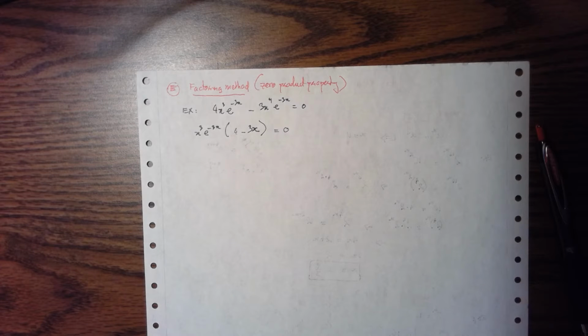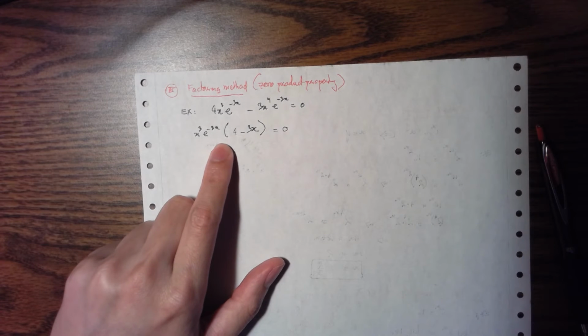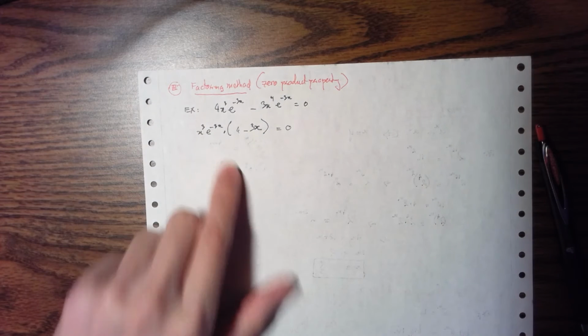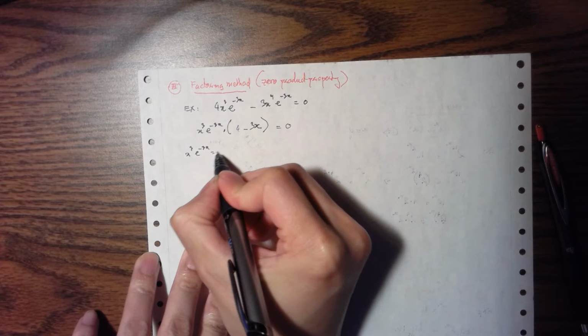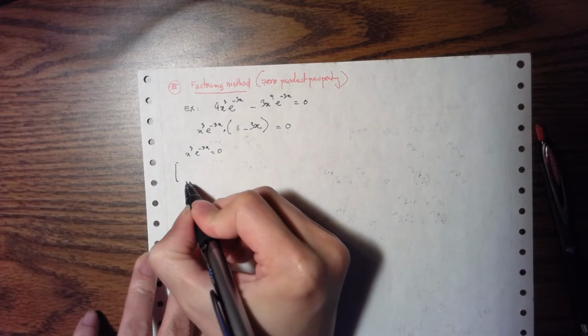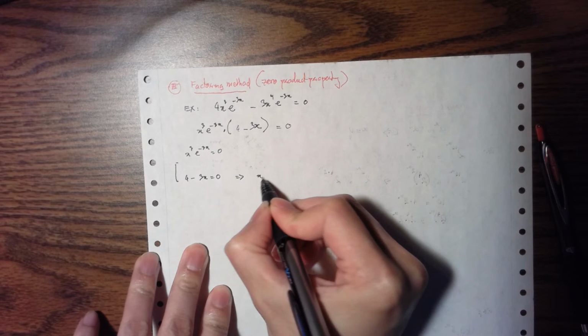Everybody knows how to factor, so I'm not going to go through this in detail. After you factor, we have the product form, so you can apply the zero product property. x to the third equals 0, or 4 minus 3x equals 0. The second one is easy to solve, so x equals 4 over 3.